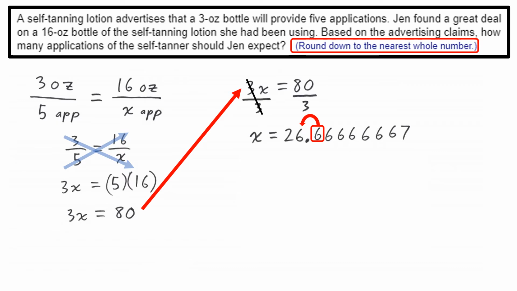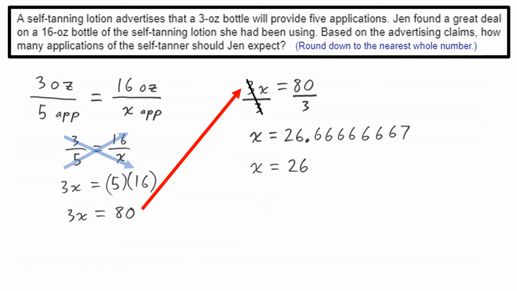However, that's not correct. Notice the directions say round down to the nearest whole number. Why might they say that? Well, because in this application problem, Jen needs to know how many applications she gets. And so because it's not quite 27, if we round up to 27, then when she gets to the end of the bottle, she won't have enough for that 27th application. And so when you get a question like that where there won't be enough, even if it was 0.9, we would still round down to 26.